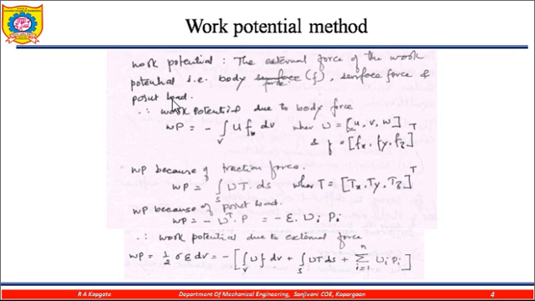Sometimes we observe on an object there is only body force, sometimes only surface force, or sometimes only point load. But most of the time we find a combination of these. The body force means its own weight, the surface force is the traction forces or the shear forces, and then the point load. So a combination is also possible. So the work potential due to the body force, due to the weight, is equal to minus integration of U into F into dV.